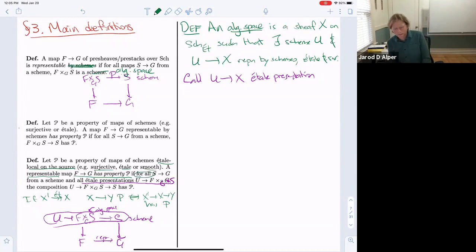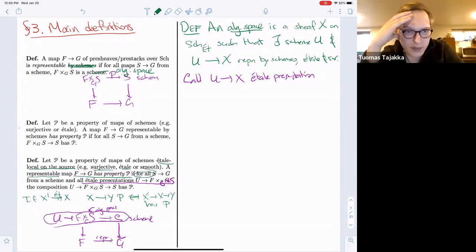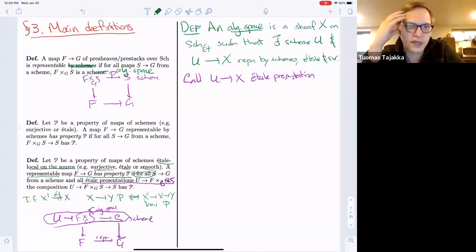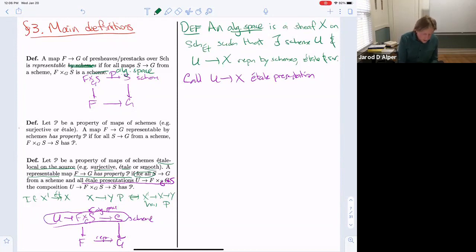True. Jared, in the second definition, do you need the map to be representable, or because you already defined what it means for representable to have property P in the first definition? Or, sorry, the second definition. So do you want to drop it from the third? No. In this definition, I want it to be only representable by schemes. I'm defining properties of morphisms that are already assumed to be representable by schemes. And here I'm defining properties of morphisms between sheaves or stacks that are assumed to be representable.